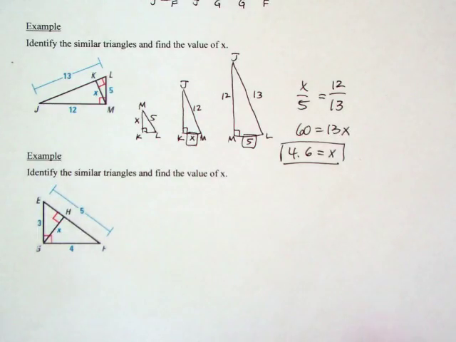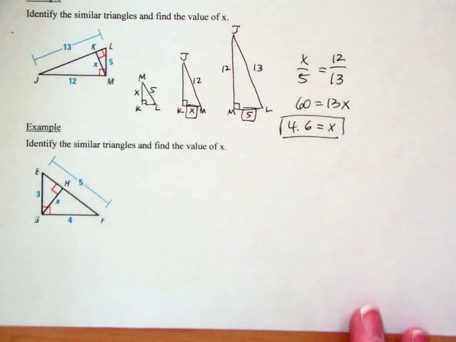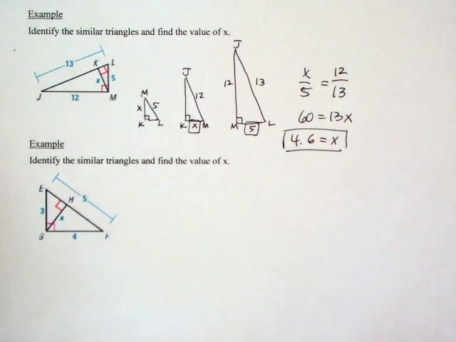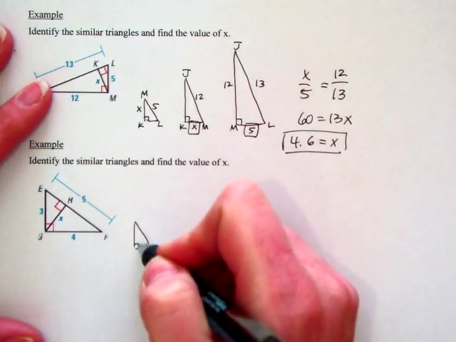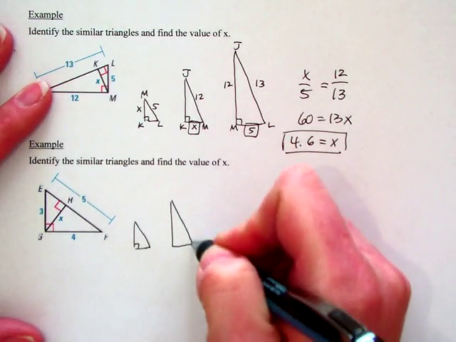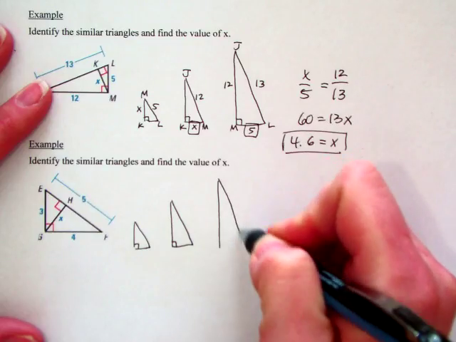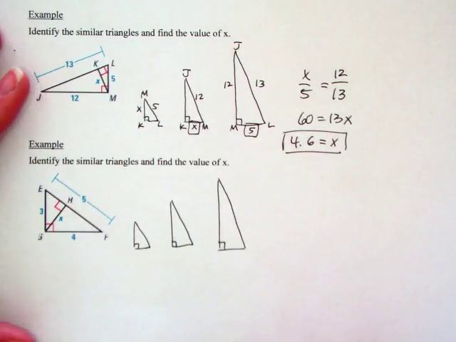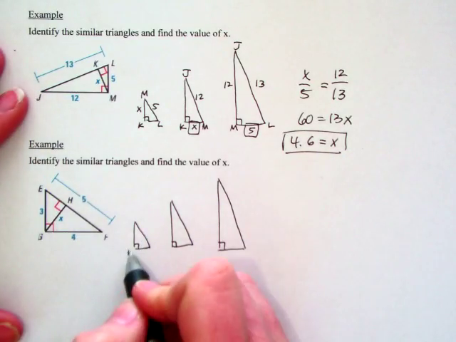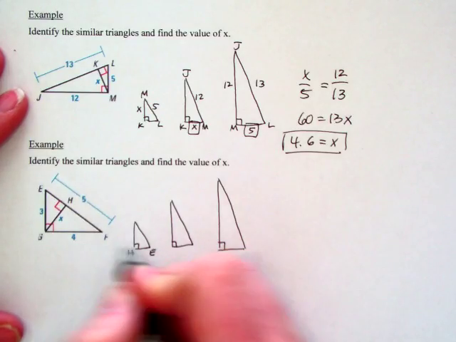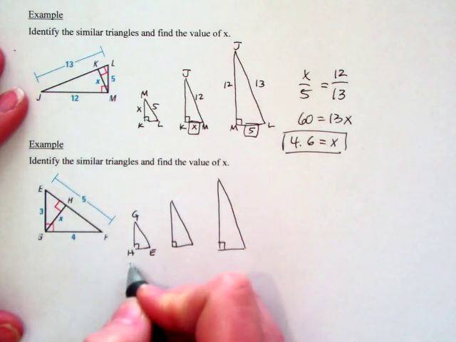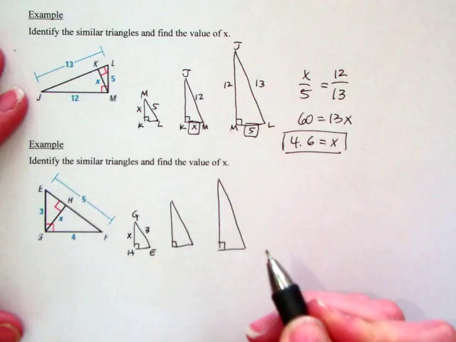One more time we're going to do this. It says identify the similar triangles, same thing, small, medium, large, and then we're going to find the value of x. Small, medium, large. In this small triangle, my h is at my 90, short side is my e, and g is the tall side. 3 is the hypotenuse and x is the long side.